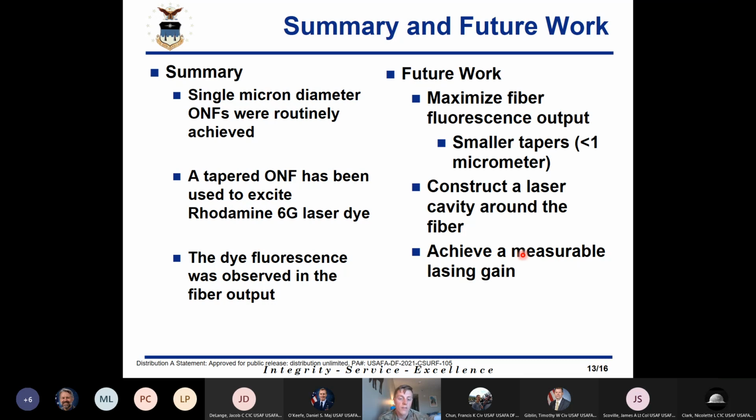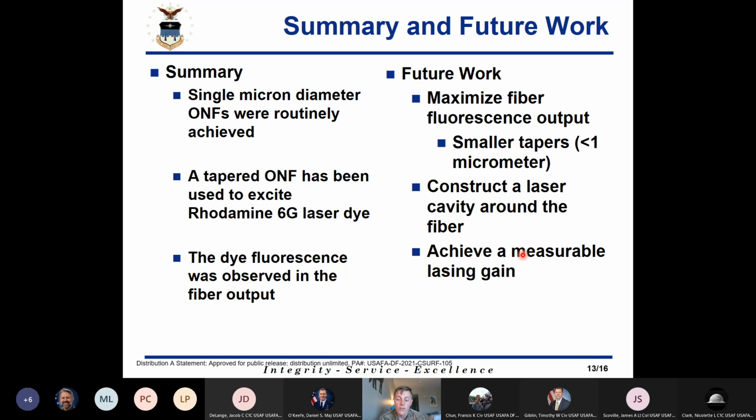We've used these tapered ONFs to excite the rhodamine 6G laser dye, and this was observed in the fiber output. So in the future, we're going to try to maximize this fiber fluorescence output with these smaller tapers, new laser, a few of the other things that I talked about that we're addressing.